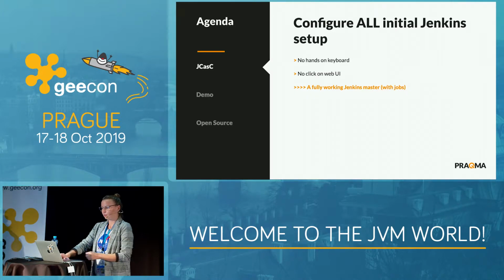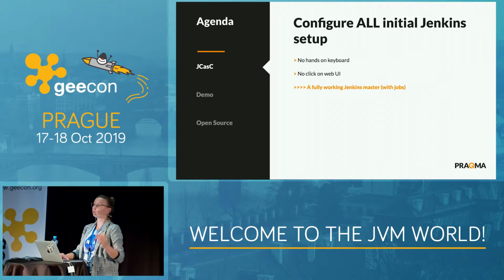So in order to make it the tool that people will look at, we wanted to configure all initial Jenkins setup from the start. No hands on keyboard, no click on UI should give you a fully working Jenkins master with jobs. So we support the Job DSL plugin, and you can create your jobs and keep the configuration of your jobs together with your configuration files. And when you spin up your new Jenkins from scratch, it will have your jobs. And of course, you have to put your hands on keyboard at some point because you need to prepare your configuration files. And there might be some clicking happening, but the general concept, I guess you understand.